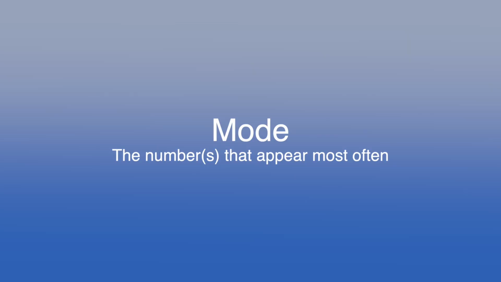So the first thing I want to talk about today is the mode. The definition of mode is the number or numbers that appear most often. It's important to note that there can be no mode in a set of numbers and there can be more than one mode in a set of numbers. Let's take a look at this example on the screen. In this first example, I have the numbers 7, 3, 10, and 25. In this particular set of numbers, we would say that there is no mode because there is no number that occurs more than once.